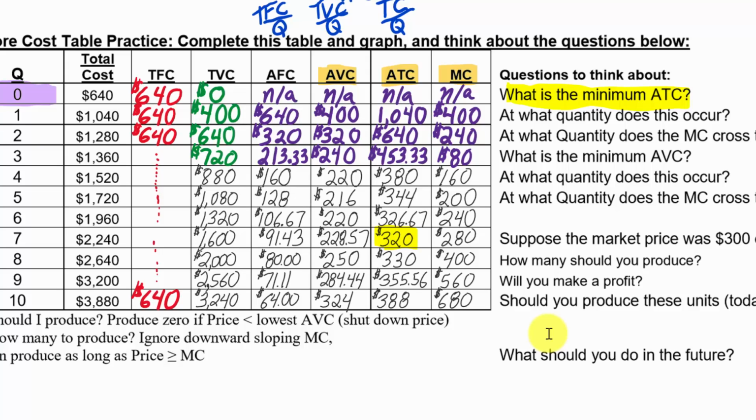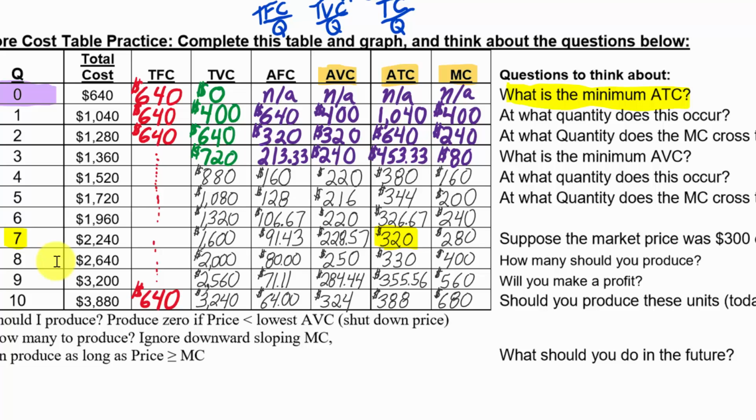We also want to think about what quantity that occurs at. If we go over here to the left, we can see that the minimum average total cost is when we're producing 7 units. So what this is telling us is that the absolute cheapest way we can produce this good is to produce 7 units, and when we do that, it's going to cost us $320 each. Why is this important? What it tells us is if the price of this product were ever to fall below $320, there is absolutely no way we're going to be able to make a profit selling this product.